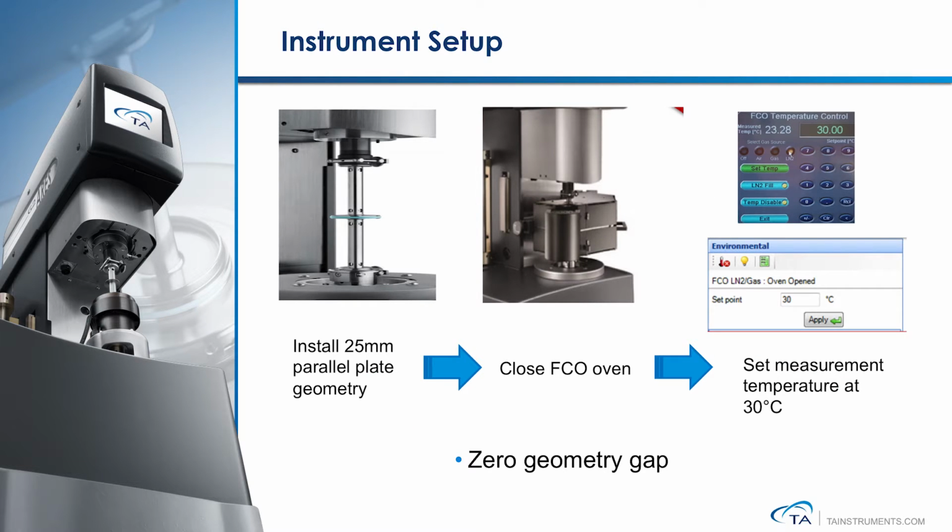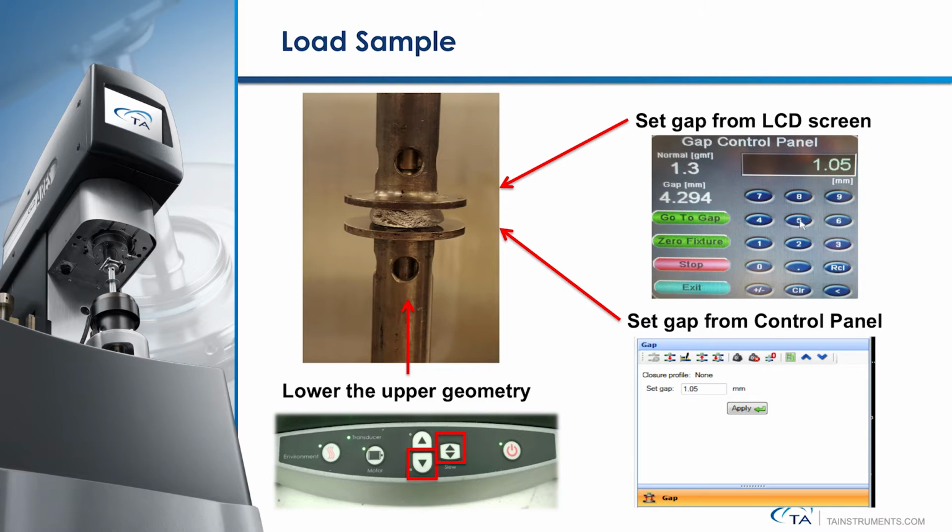For instrument setup, follow the manual and install the 25mm upper and lower parallel plate geometries. Close the FCO oven. Set the measurement temperature to be 30 degrees C. After the geometry is equilibrated, zero the gap. Now we're ready to load the sample.